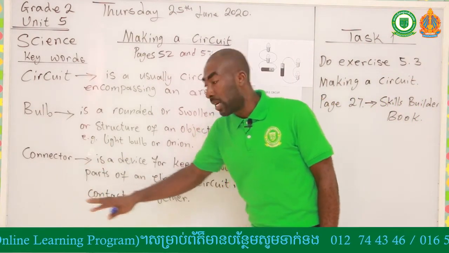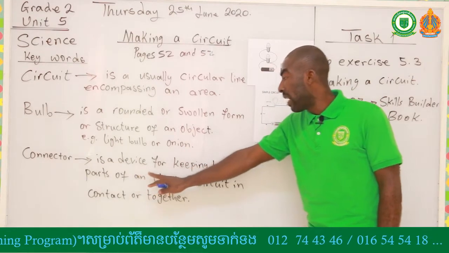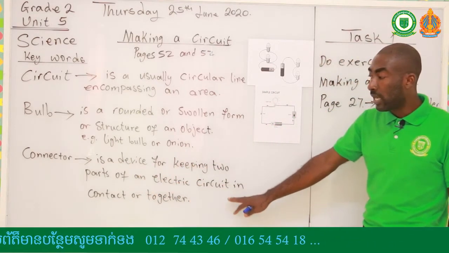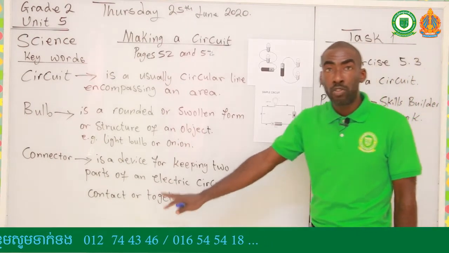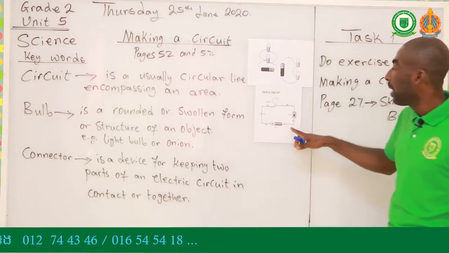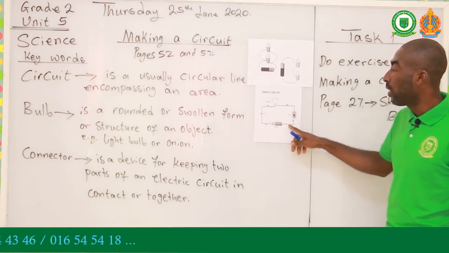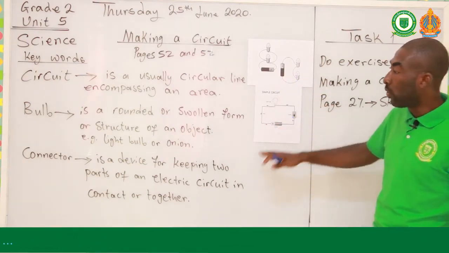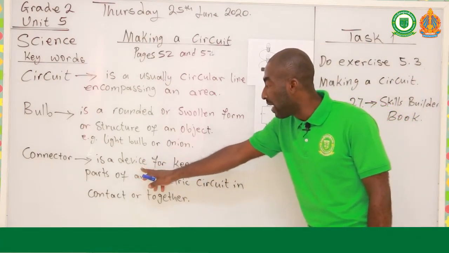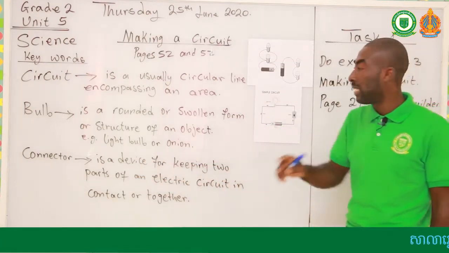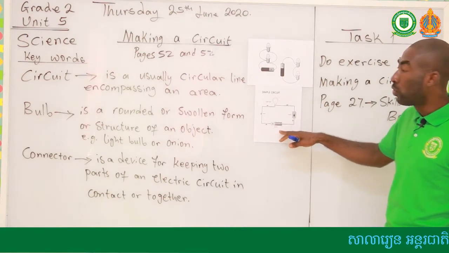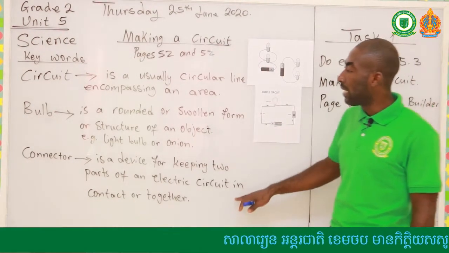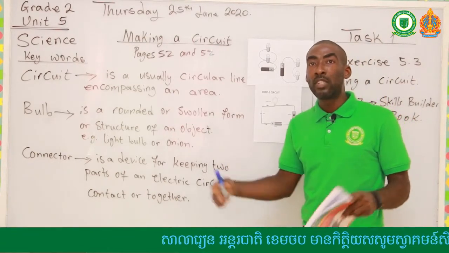Connector. A connector is a device for keeping two parts of an electric circuit in contact or together. The connector here becomes the cable. The cable is connecting the light and the battery. So what are the two parts? The two parts are the battery and the light bulb. The connector is bringing them together, joining them.